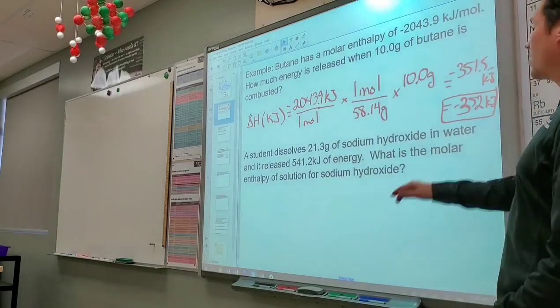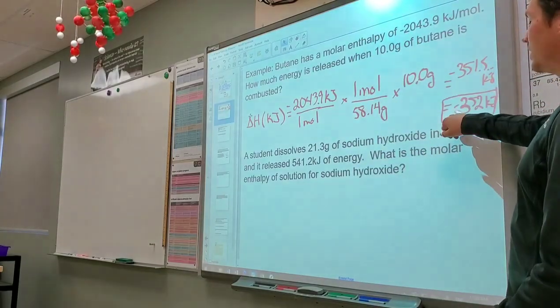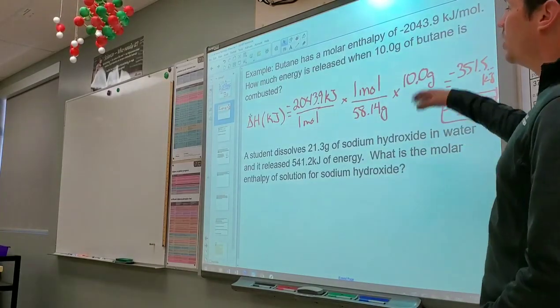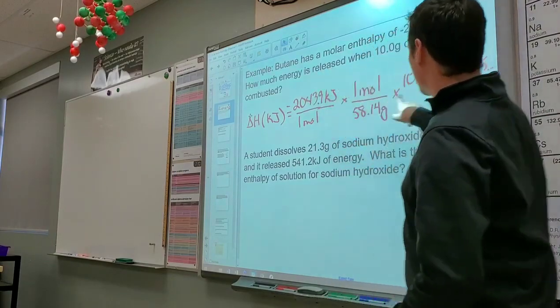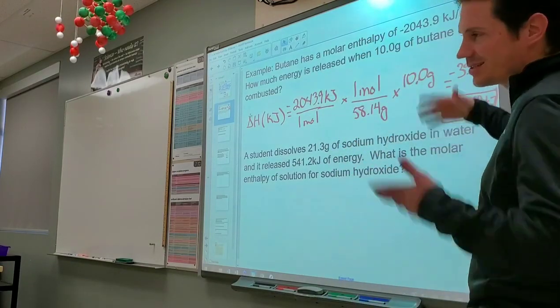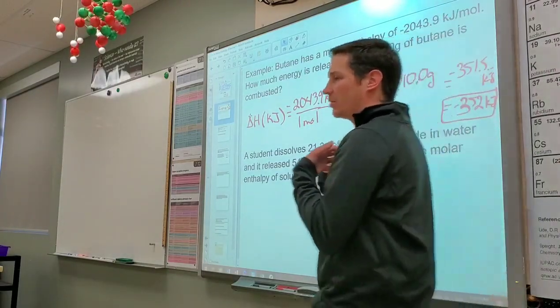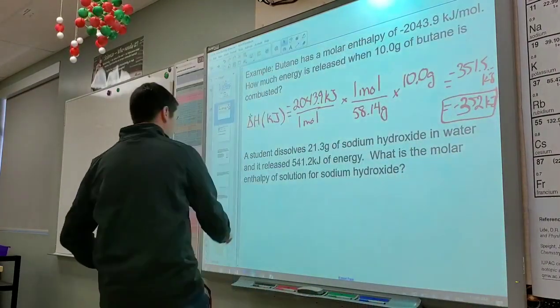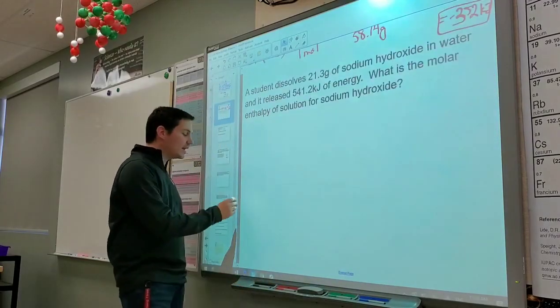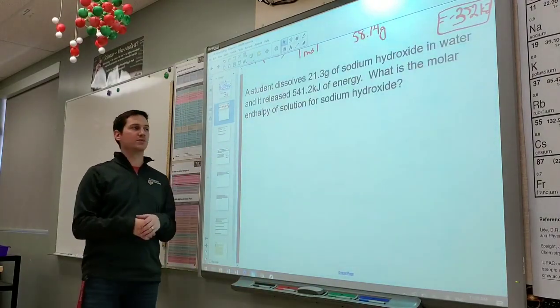Okay, and I want to be very clear, the negative and the positive doesn't really mean anything right now, because it's asking you how much energy is released. Yeah, we're saying it's released. Okay, sure. But you could have just given me the quantity, and I'm asking you how much is released, and so a positive value would have been fine as well. As long as you understand negatives mean released, positive means absorbed.